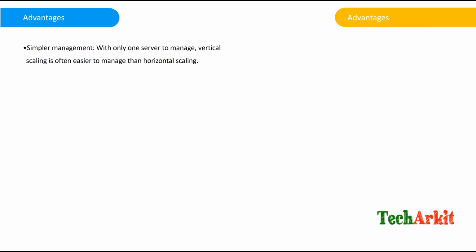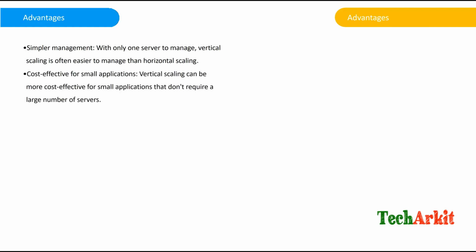If you take the vertical scaling advantages: simpler management, with only one server to manage. Vertical scaling is often easier to manage than horizontal scaling. For example, here you don't have so many servers to handle or so many credentials to remember. It's a single server which handles all the workloads, so it's simpler to manage. Cost effective for small applications. Vertical scaling can be more cost effective for small applications that don't require a large number of servers.